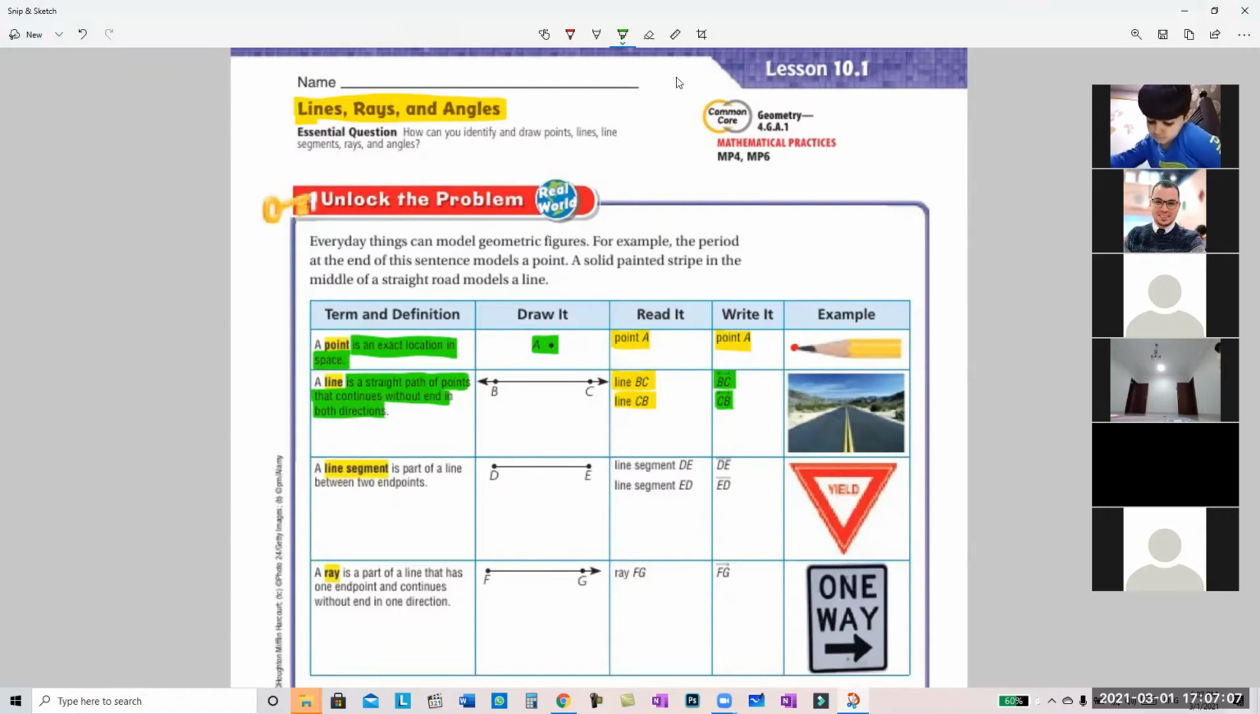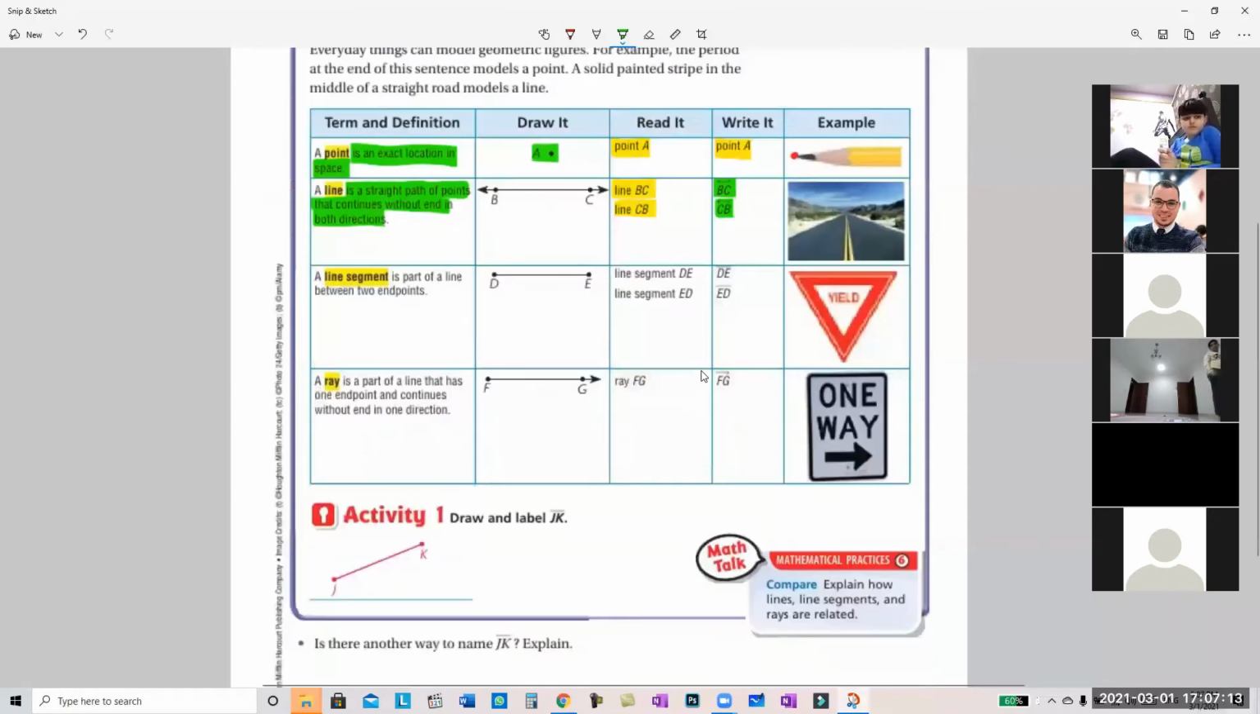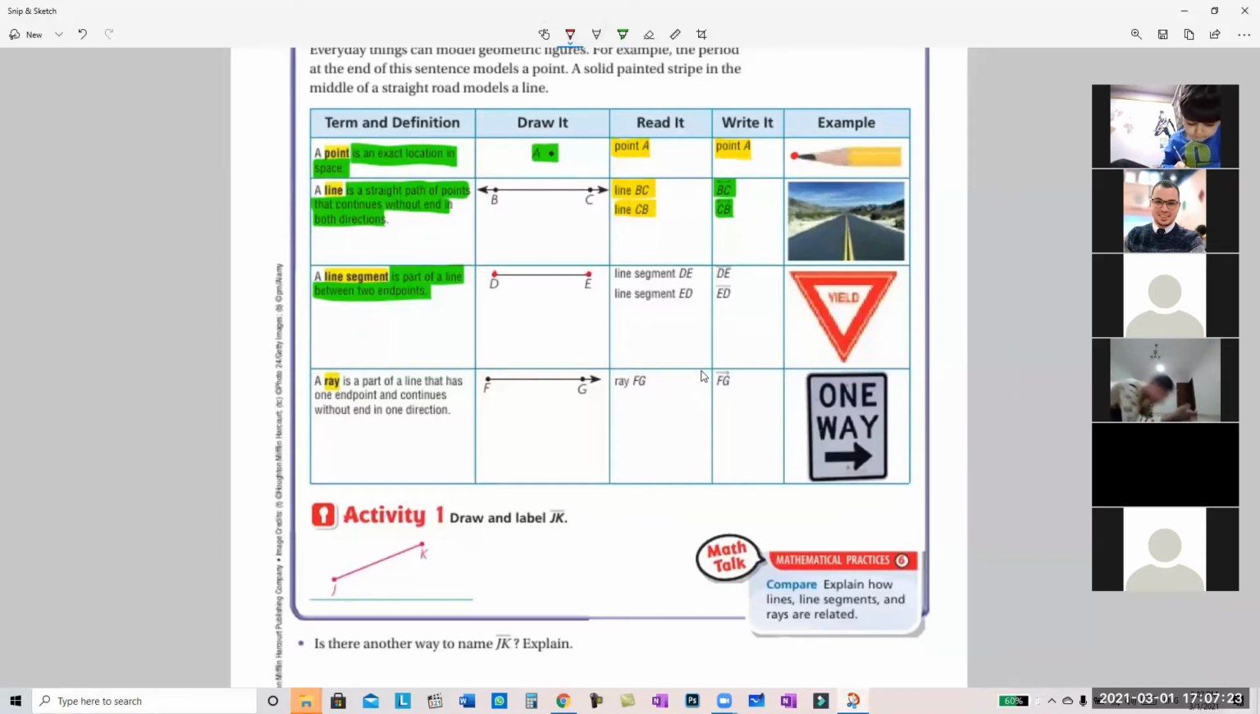How can we draw it, read it, write it? Okay, so the next one is a line segment. What is the meaning of a line segment? It is a part of a line between two endpoints. So we have two endpoints here, and the distance between them is called a line segment.